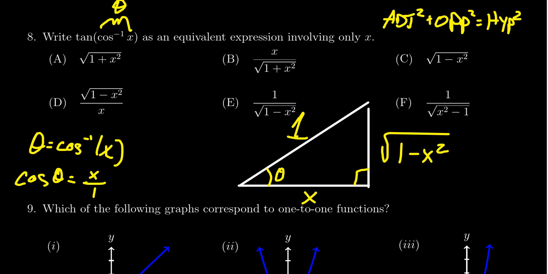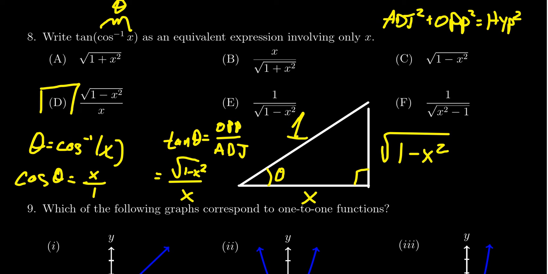So now we have to compute tangent of theta. That's what our goal is. Tangent of theta. Well, tangent of theta is going to be opposite over adjacent. And so we're going to take the opposite side, which is the square root of 1 minus x squared, over the adjacent side, which is x. And so then we see that the correct answer will be option D.